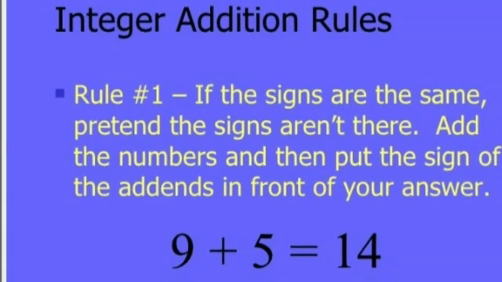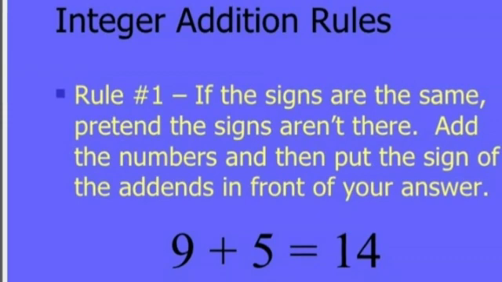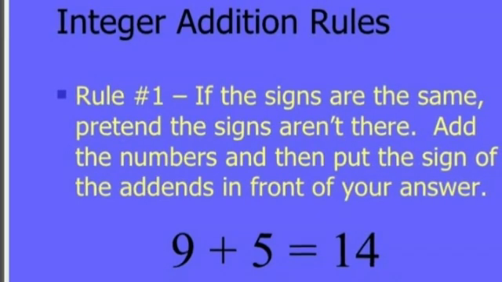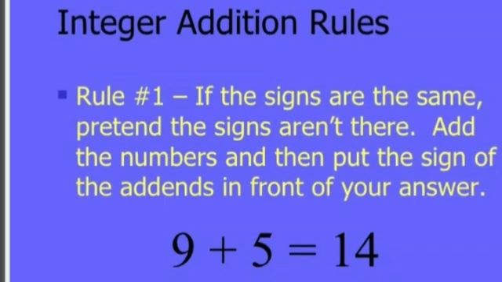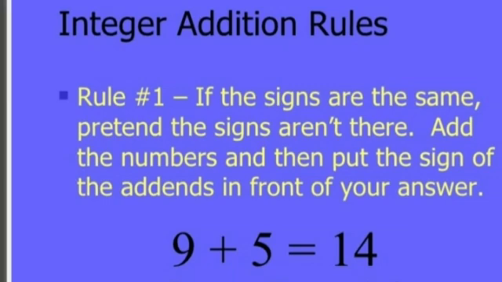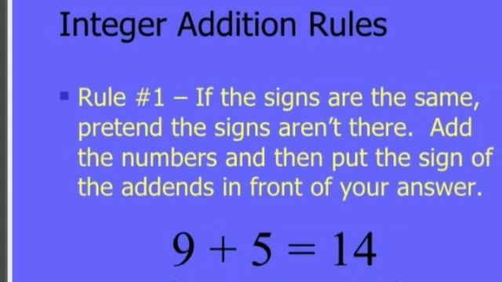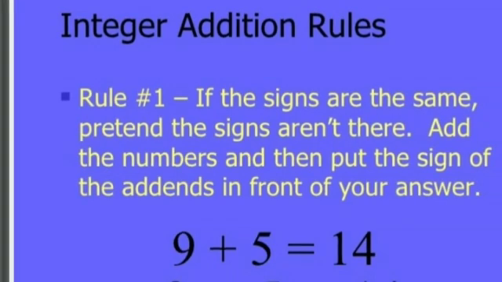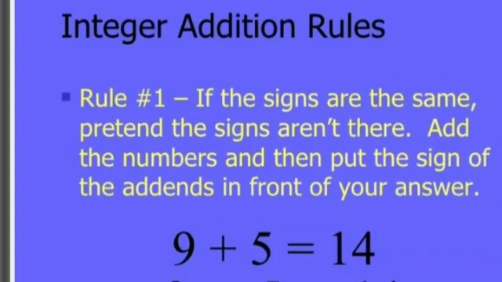Then add the numbers and put the sign of the addends. What are the addends here? 9 and 5. Both have which sign? Negative sign. Put the negative sign in front of your answer. What are the addends we are adding? That is 9 and 5. What are the signs we have for the addends? Both are negative.